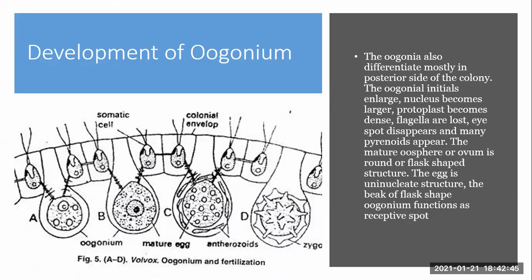The mature oosphere or ovum is a round or flower-shaped structure. The egg is a uninucleate structure. The beak of the flower-shaped oogonium functions as a receptive spot. We see in this diagram the oogonium, mature egg, enterozoites, and zygote.